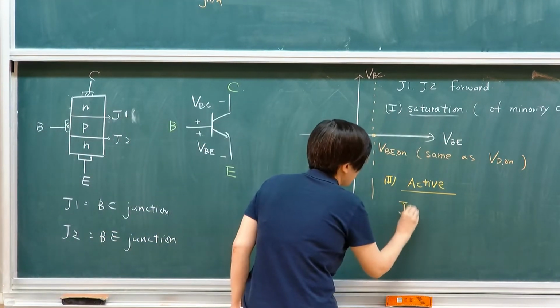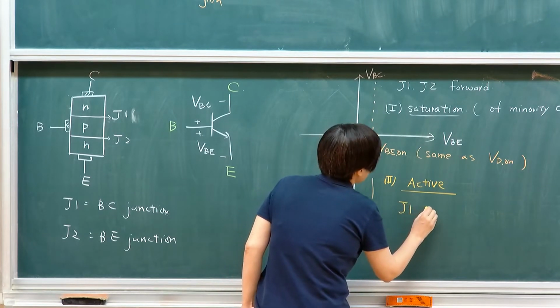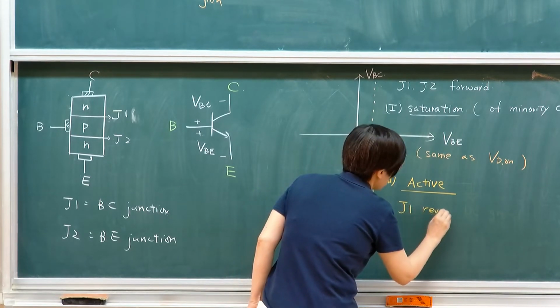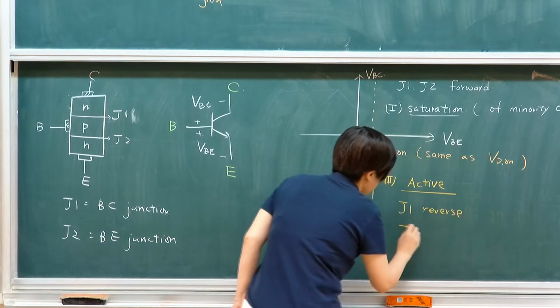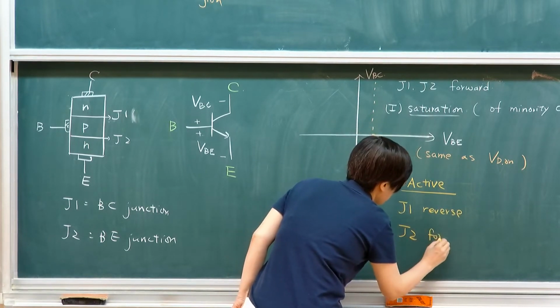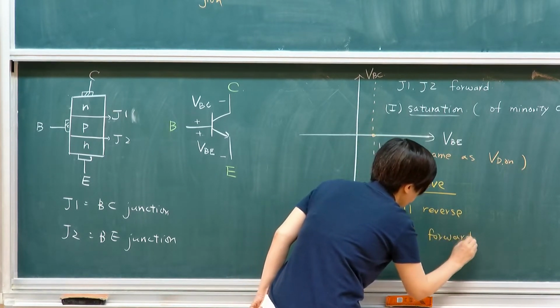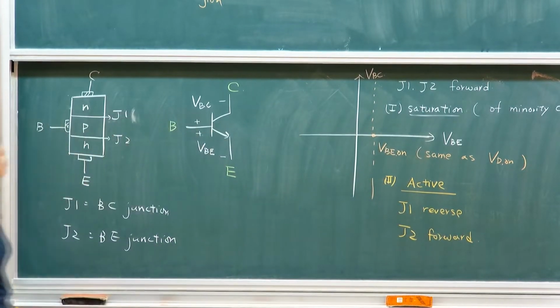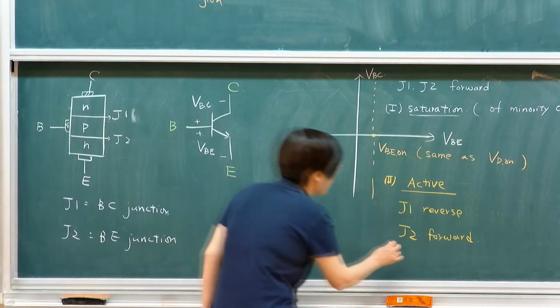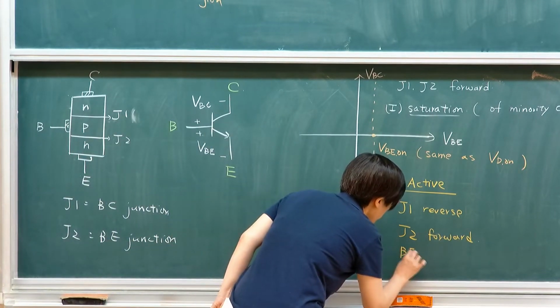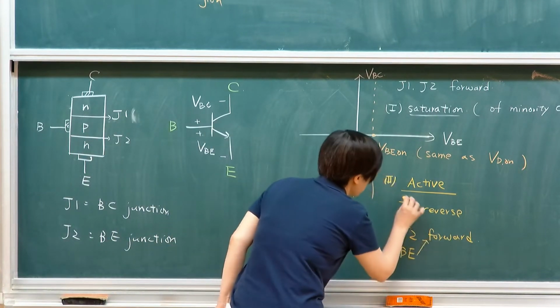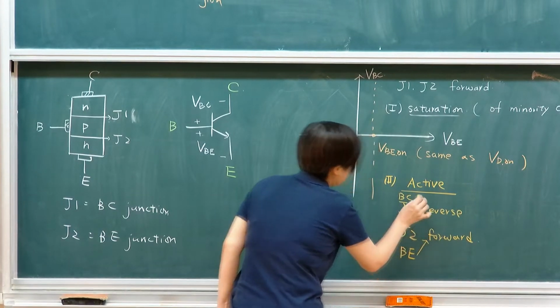So J1 reverse and J2 forward. You have one forward junction, one reverse junction, and you want the forward one to be the BE junction. So typically you want the BE junction forward, BE forward, BC reverse.